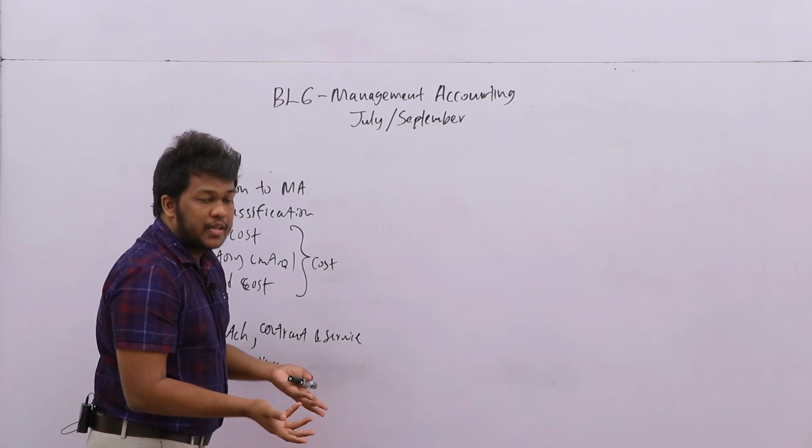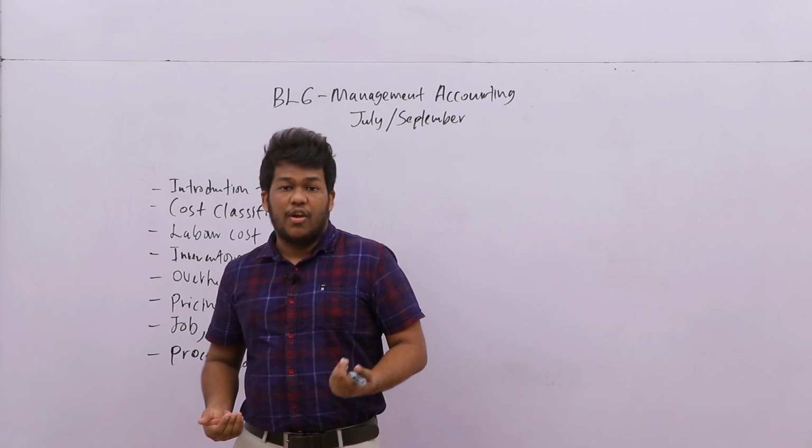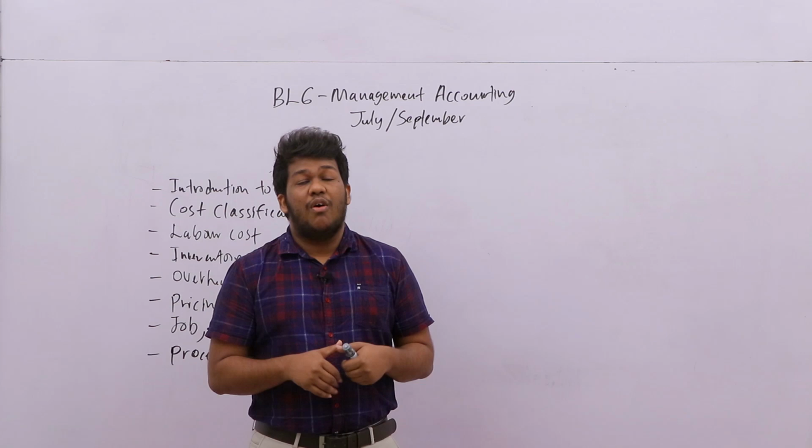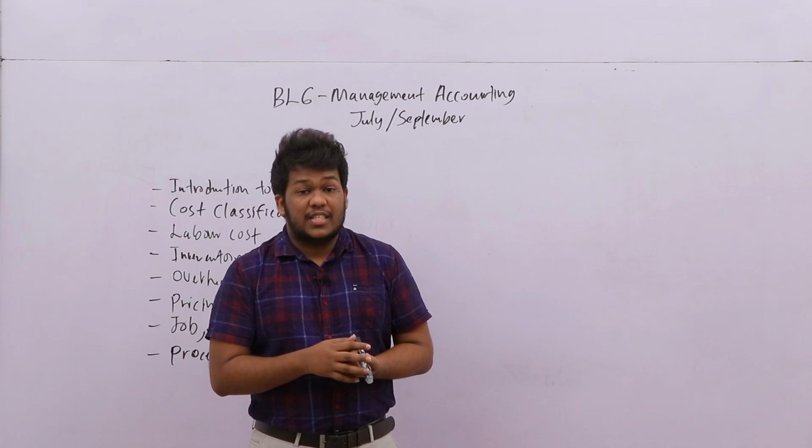You have to learn a number of things in this case. You have to learn about the FIFO method. You have to learn about the VAC method. You have to learn the equivalent cost, the equivalent unit statements. You have to learn how to value the closing work in progress. You have to learn how to record these in ledger accounts. And you have to learn about the next one.